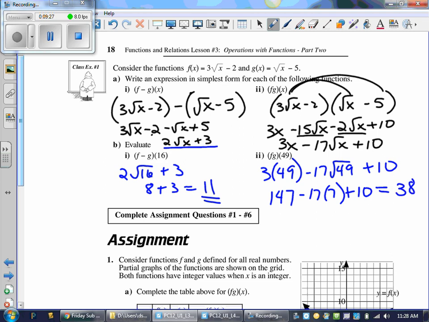Okay, so that is how you do multiplication of two functions together, and pretty straightforward, I hope. Hopefully there's no problems there. All right, we're going to go right on to the next lesson. So turn in your books, if you would, to lesson number 4.